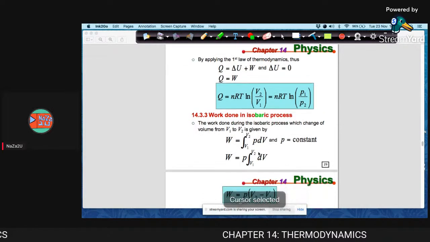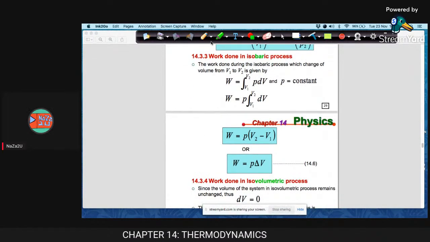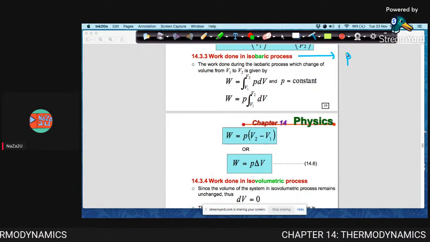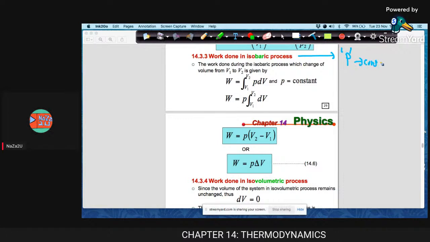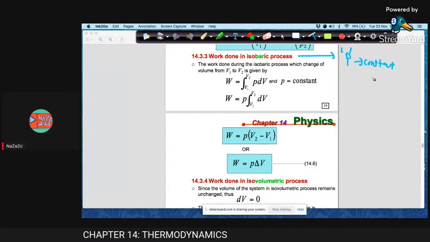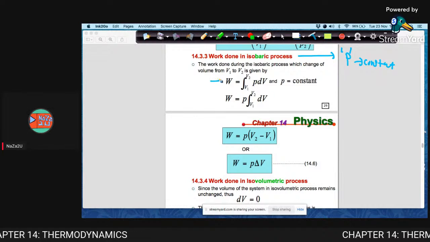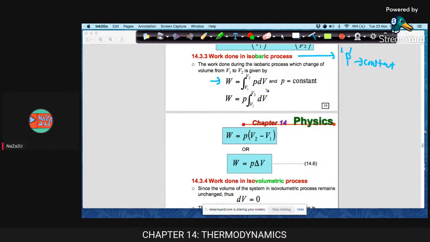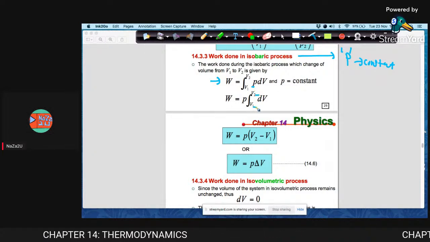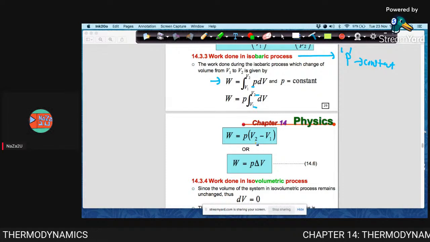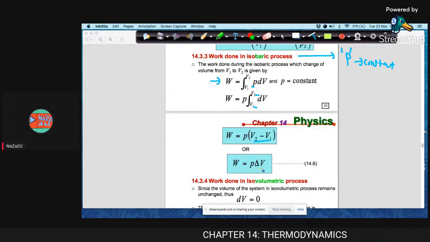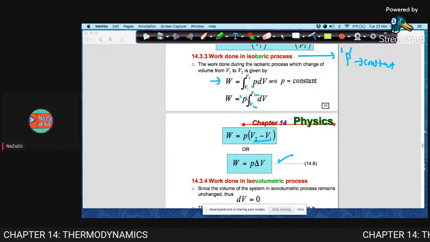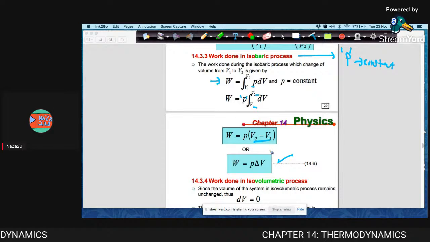Next is work done by the isobaric process. So as you know, isobaric process is referred to the process of thermodynamics where pressure P is a constant, right? So now start with the work done is equal to integration of P dV, but P is constant. The change here is the volume. So change of volume is V2 minus V1. So W is equal to P delta V. So this is simple. Because we have constant value of P, but the change here is only the volume.